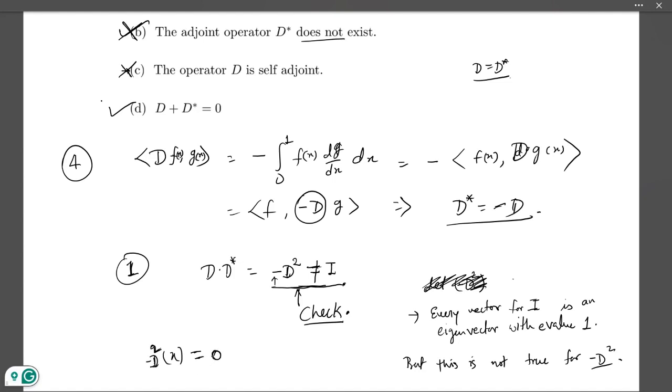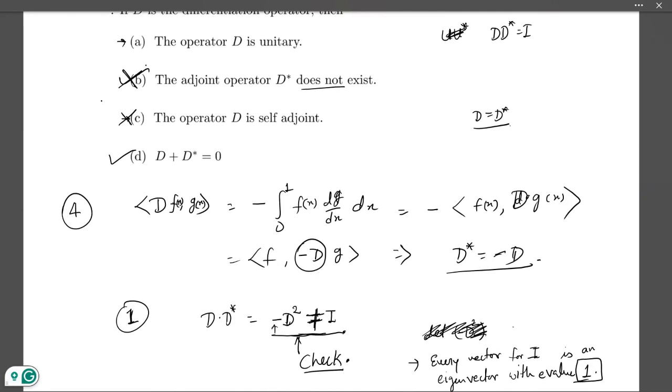And this says x is an eigenvector, with corresponding eigenvalue 0. So here all eigenvalues are just 1, and here we are getting an eigenvalue 0. So basically they are not the same. Those operators are not the same. So this is the conclusion for A to be false.